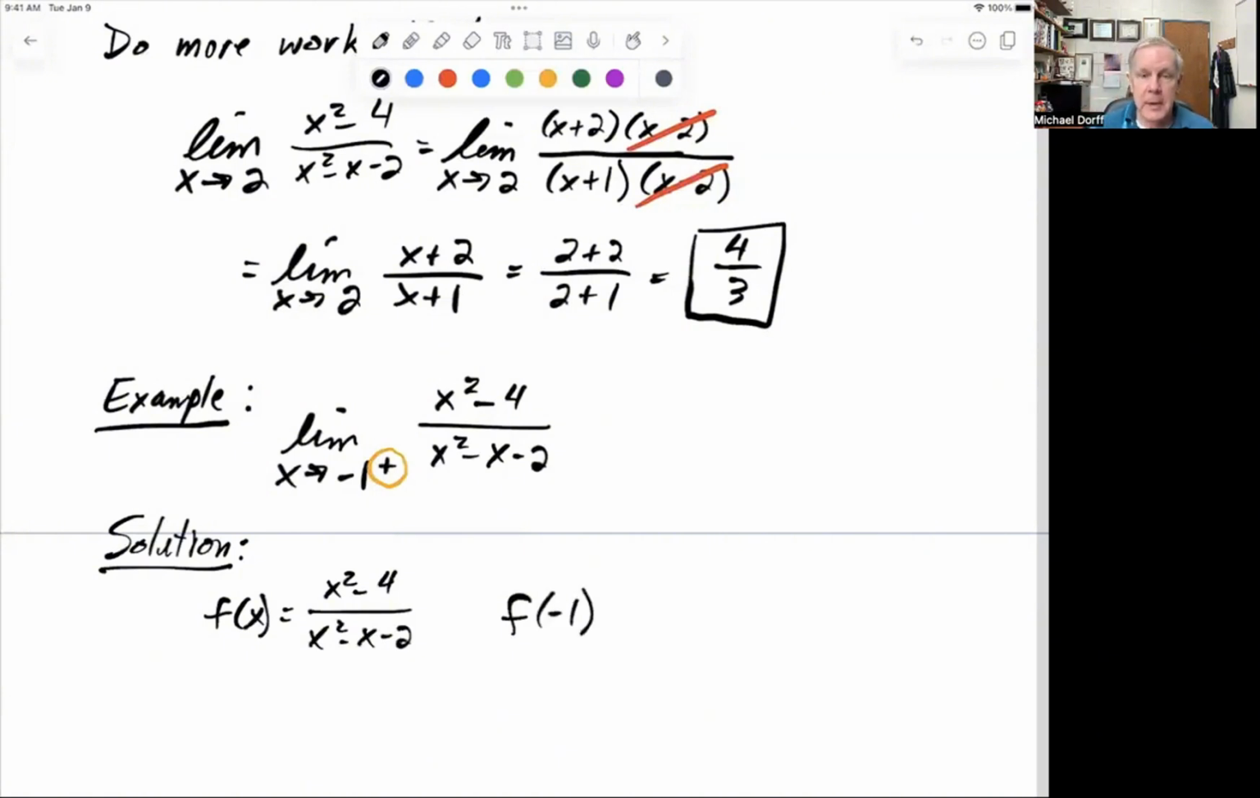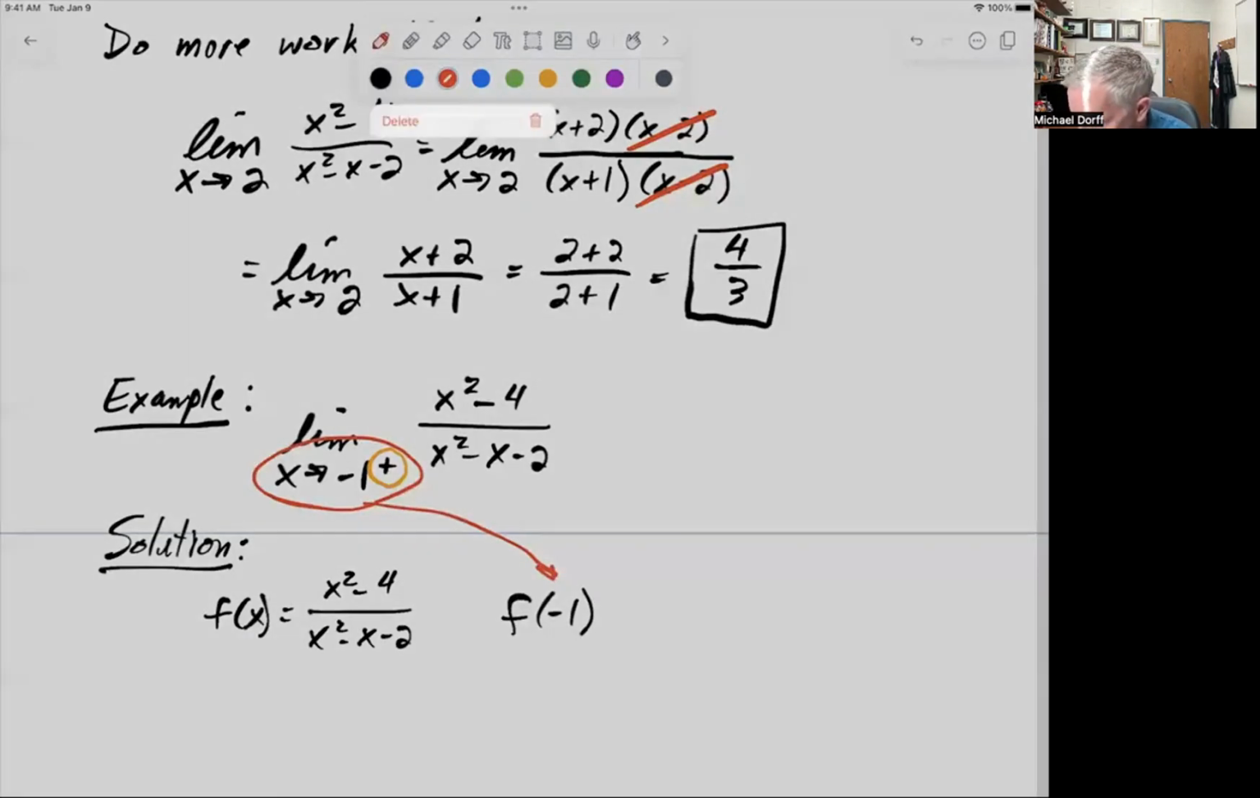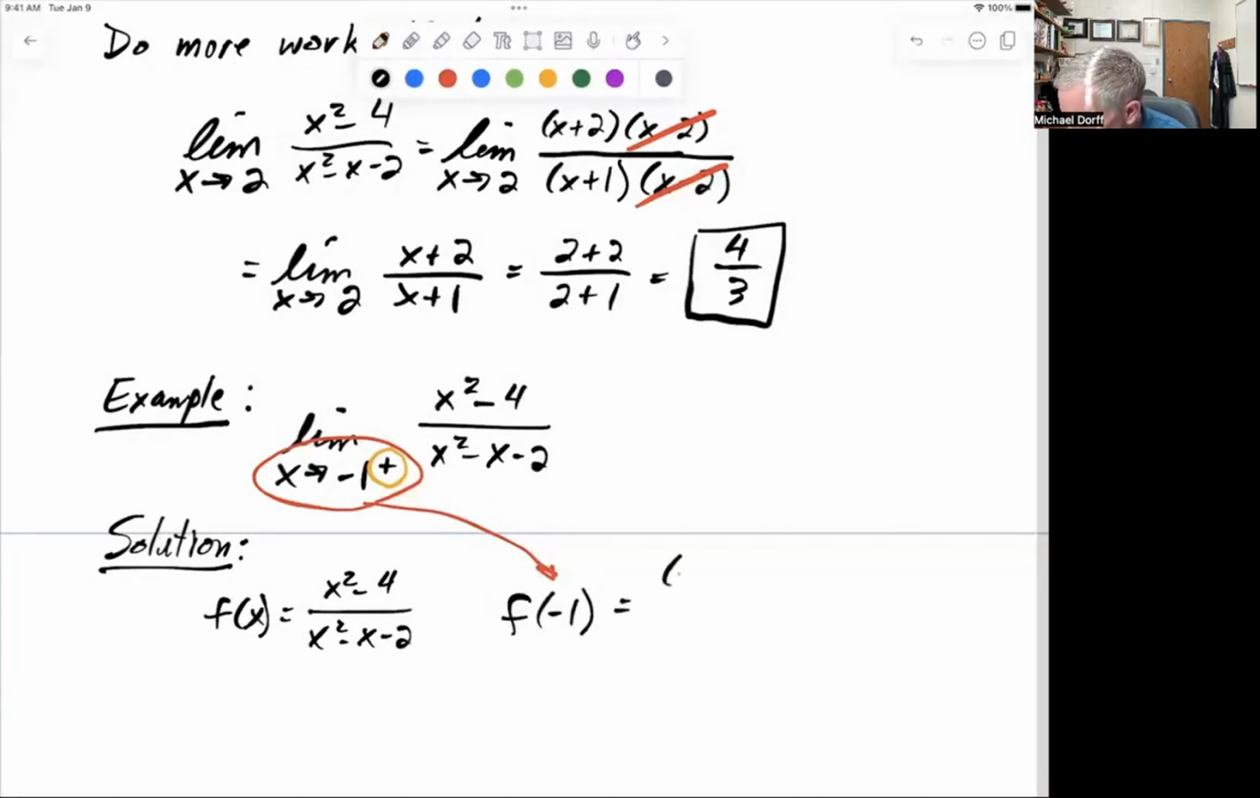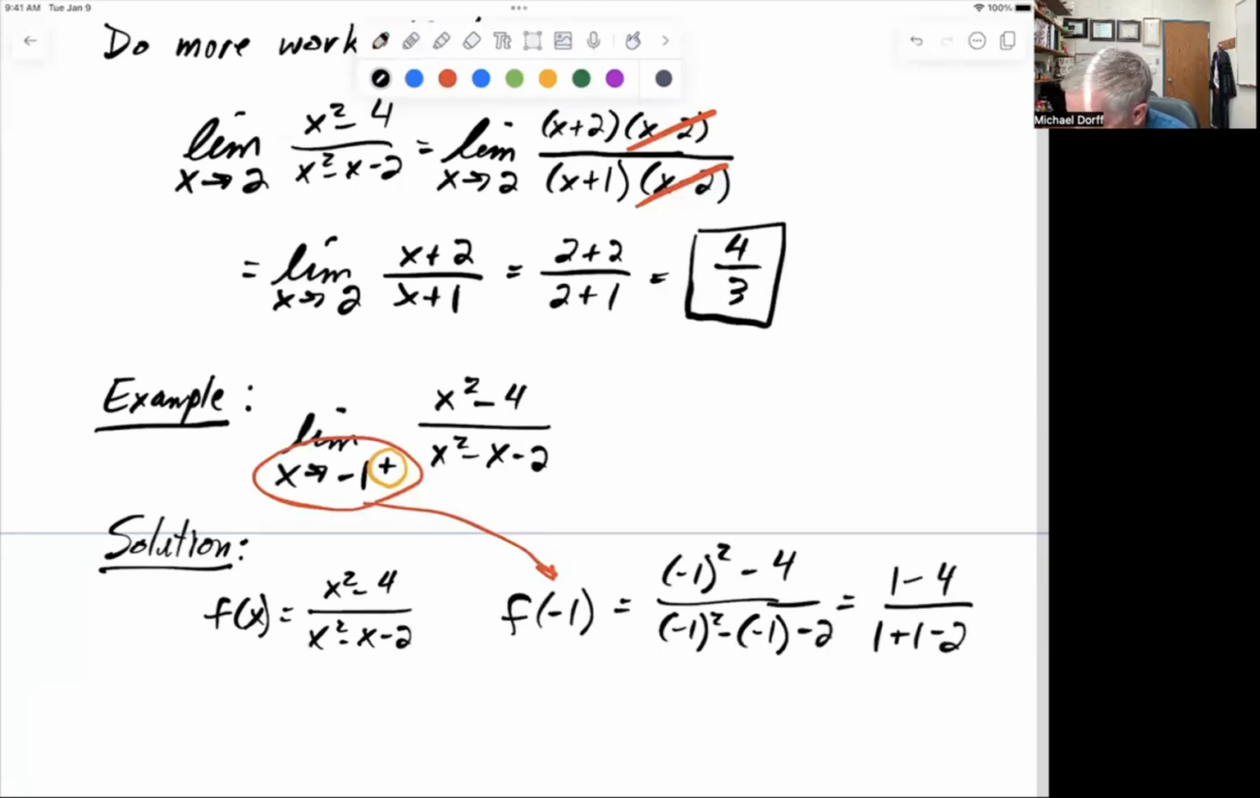Now, even though I have a one-sided limit, I can go ahead and do a direct substitution at that x value. In this case, it's -1. And when I do a direct substitution, what happens? Well, I get -1 squared minus 4 over negative 1 squared minus a negative 1 minus 2. And then I get 1 minus 4 over 1 plus 1 minus 2. And that's going to give me negative 3 over 0.